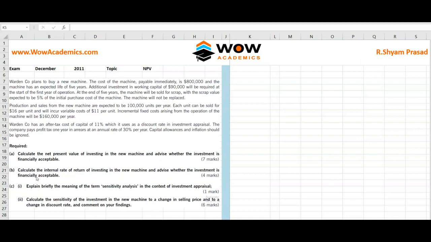Then it asks you to calculate the IRR of investing in the machine and advise whether the investment is financially acceptable. And the question moves on to explain the meaning of sensitivity analysis. So this is a theory question. Calculate the sensitivity of the investment in the new machine to a change in selling price and to a change in discount rate, and comment on your findings. So A, B and C2 are the problem ones. So that is what we are going to solve now.